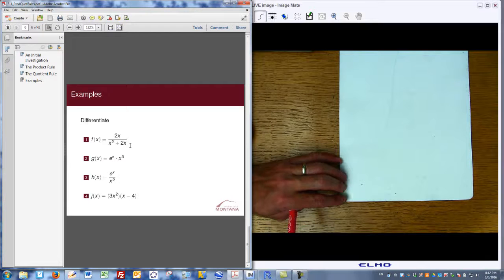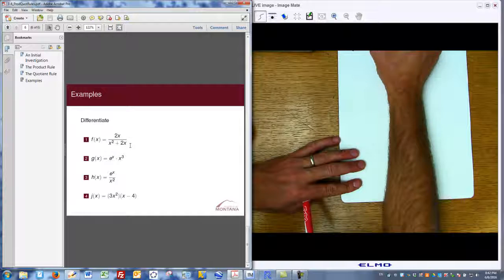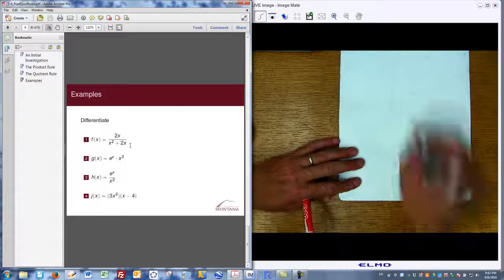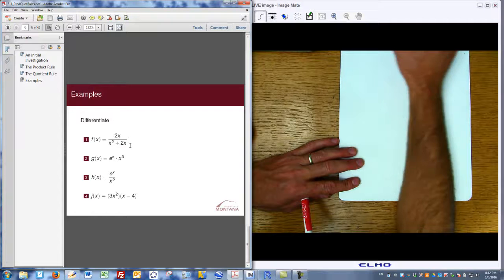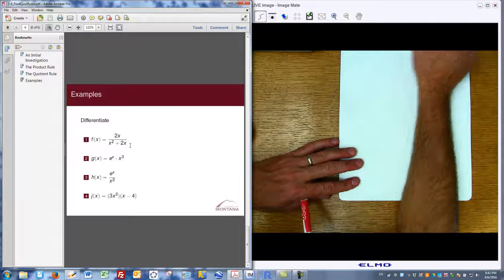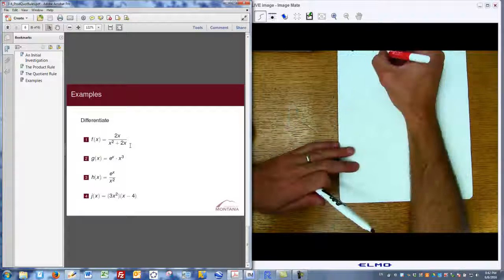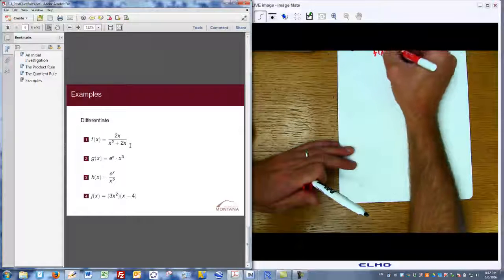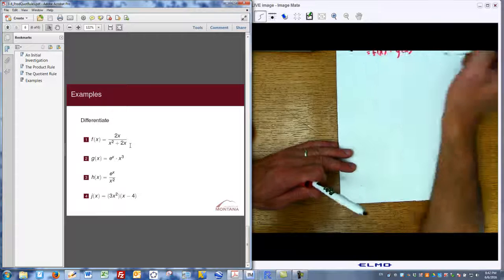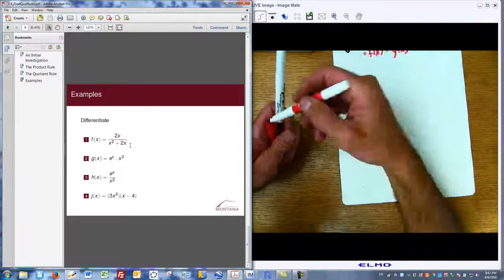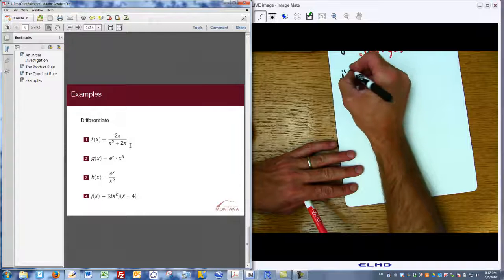j of x is equal to 3x squared times x minus 4. Well, I know what you're thinking. You're thinking right away, why don't you just distribute that and treat it like a polynomial? But let's play the game. Let's call this f of x, and this g of x, we'll compute its derivative and then check it using the polynomial expansion. So what would j prime of x be?